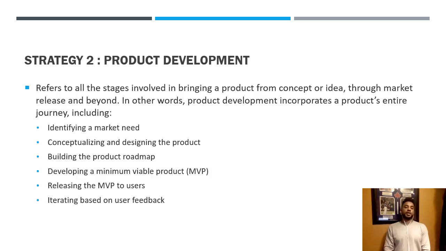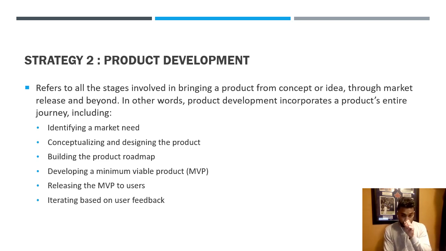Okay, another way, so strategy number 2 is product development, right? This is how you basically go global. It refers to all the stages involved in bringing your product from concept or idea through market release and beyond. So product development is basically, let's just say you had an idea. Hey, I have an idea to build some new tires for a car. From every single stage, from that idea to actually building that product and selling that product, that's product development.